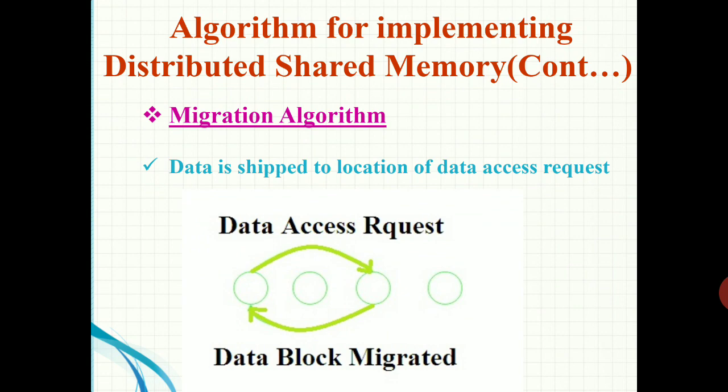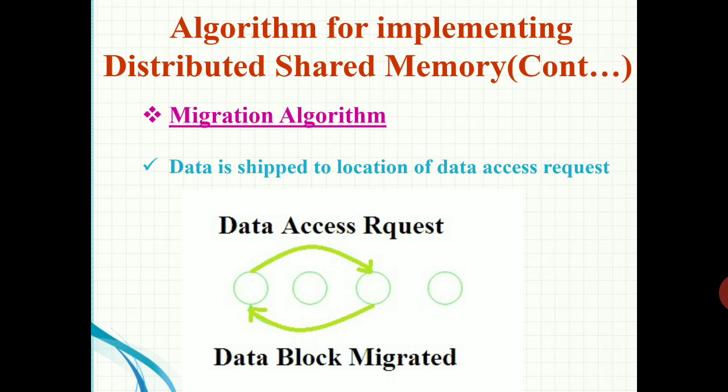That is, a data request is generated by the leftmost node in the system. The data is available in the third node, so the data request goes to the third node. Then that node will transfer the entire block which contains the requested data to the data request location. Data request location means the first node.